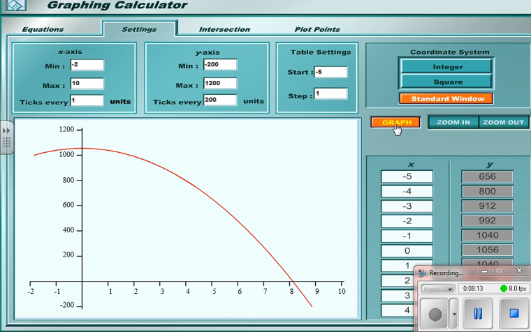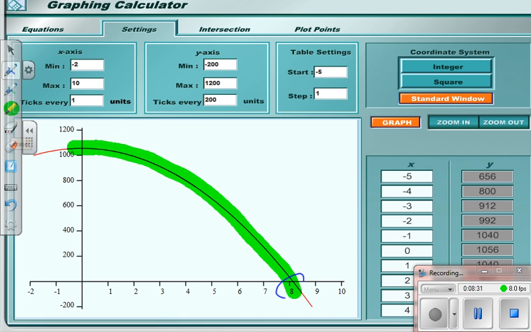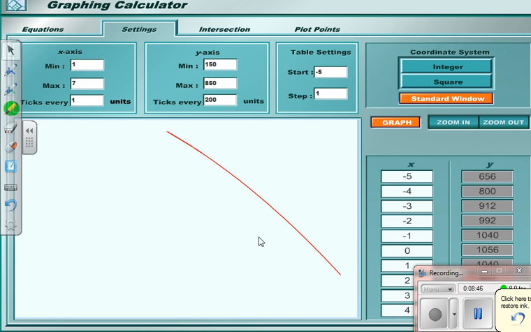And now you can clearly see what's happening with our picture. Here is our initial value right there. Trace our curve all the way down, and what this means is that right here at just over 8 seconds our marble will hit the ground. Now we certainly could zoom in and get a more accurate reading.